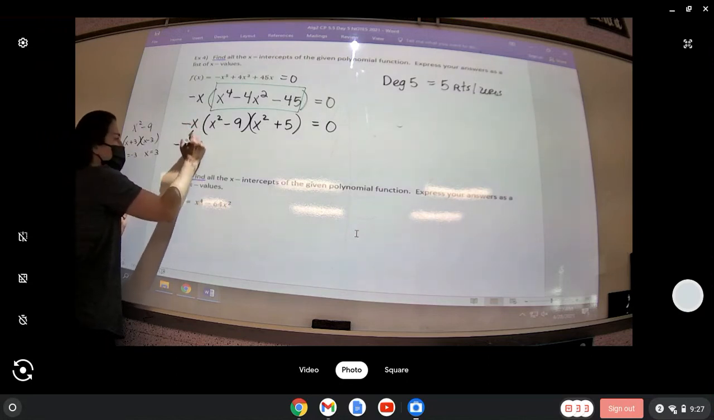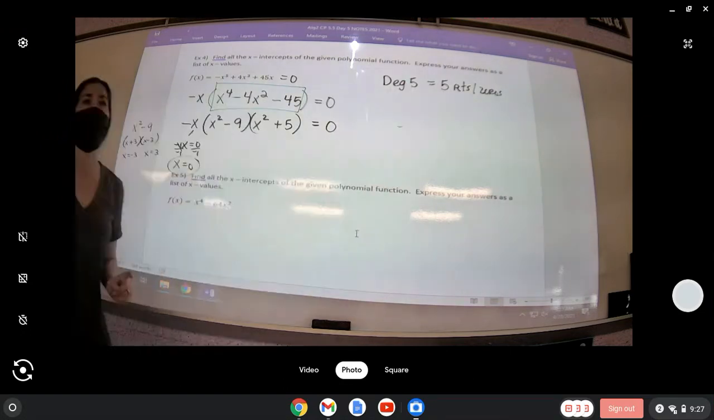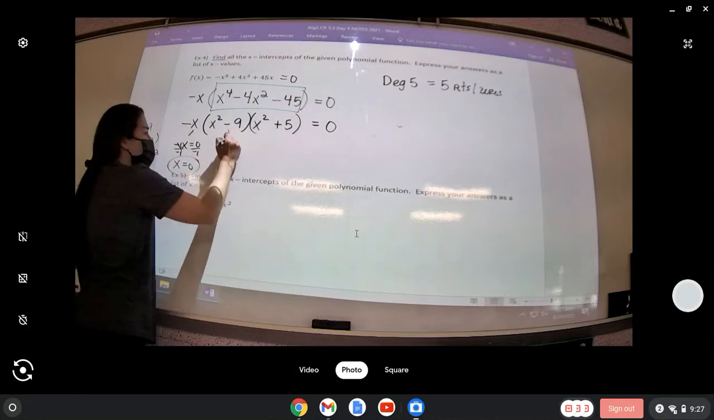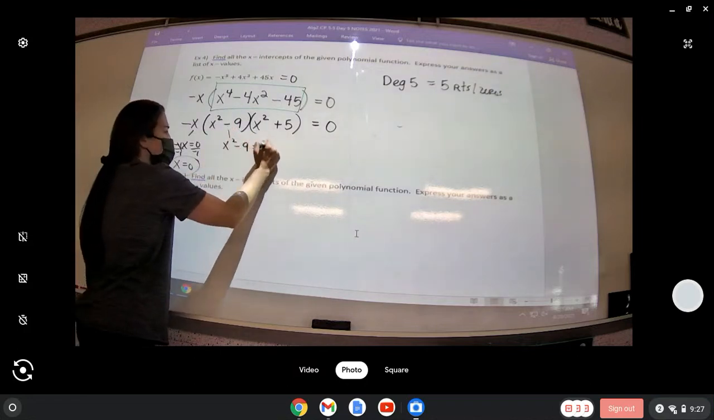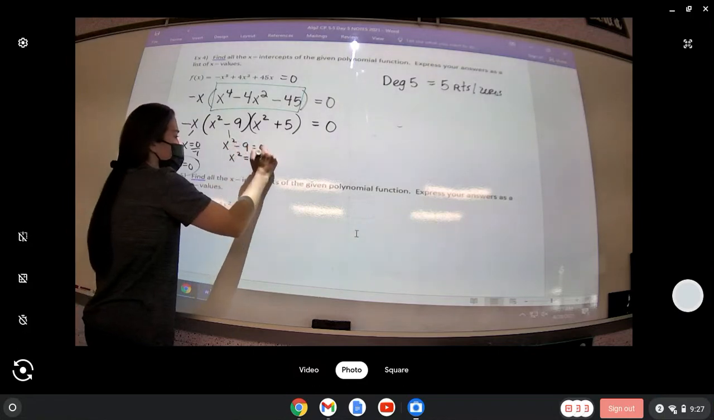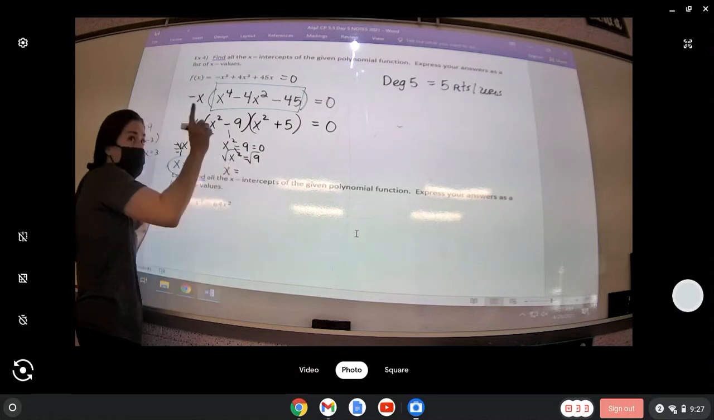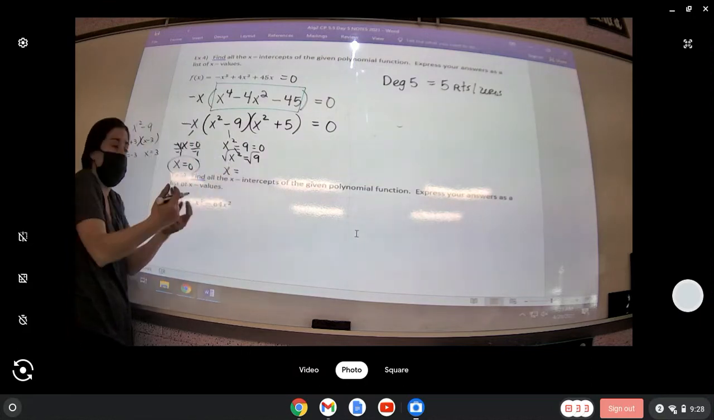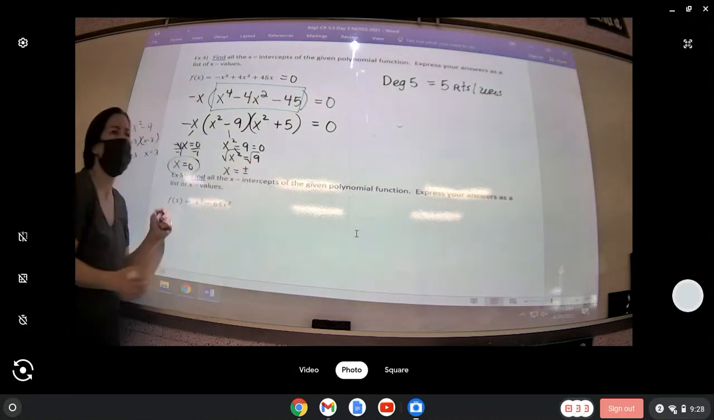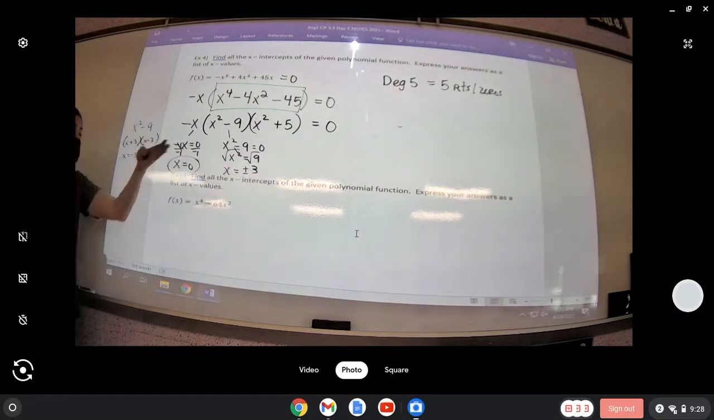You set negative x equal to 0, divide by negative 1, and you get x equals 0. So there's 1 out of the 5 answers I should have. Take x squared minus 9, set it equal to 0, add 9, square root both sides, x will equal, I get 2 answers, that's the important part, you gotta remember you get 2 answers, plus or minus. What's the square root of 9? It's 3. So you get plus or minus 3 just by setting this equal to 0 and solving.